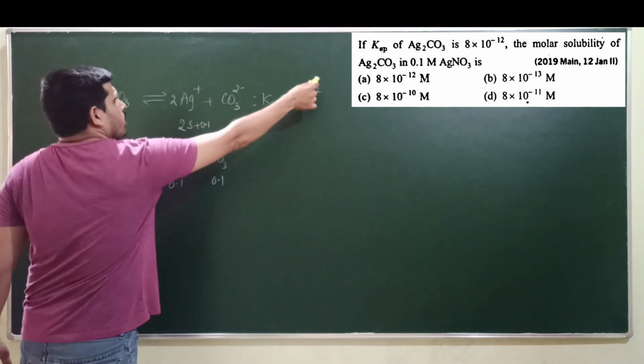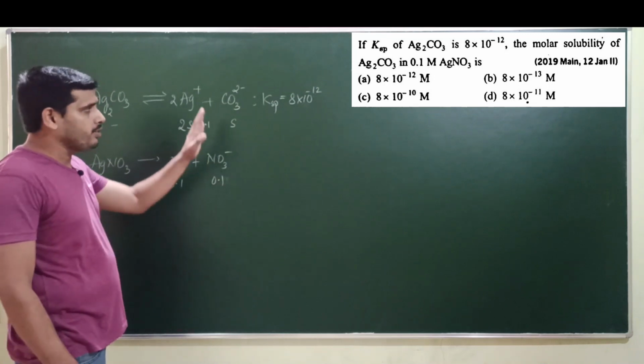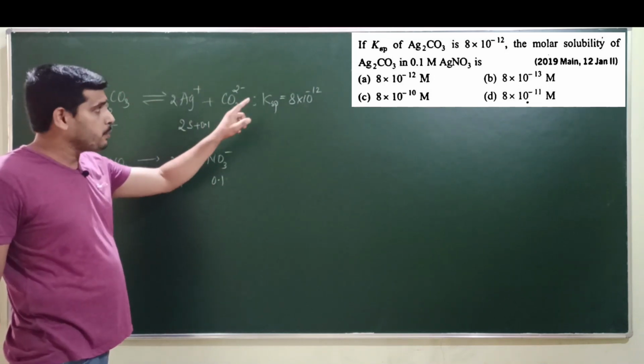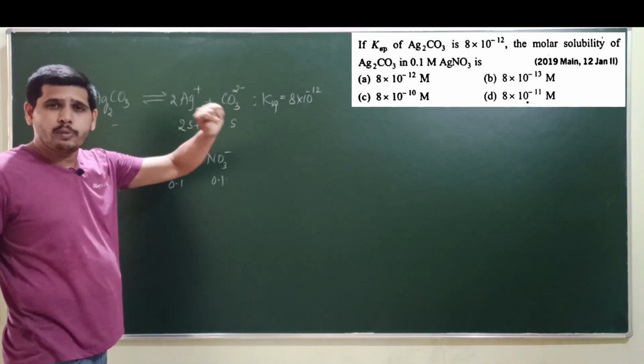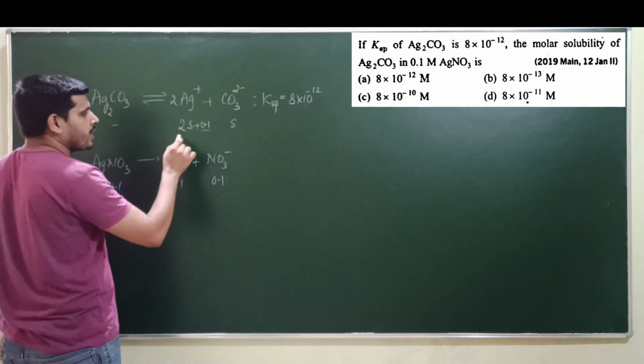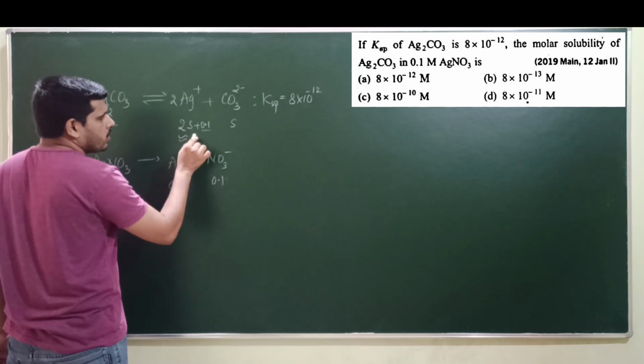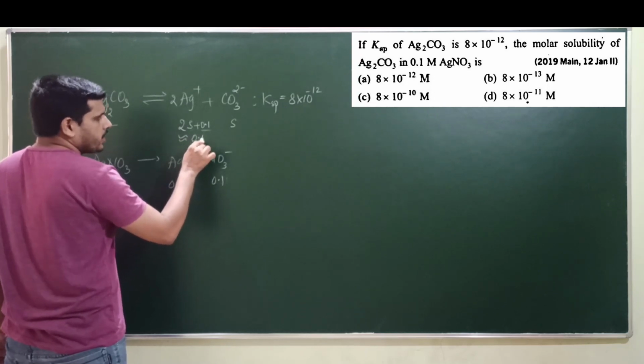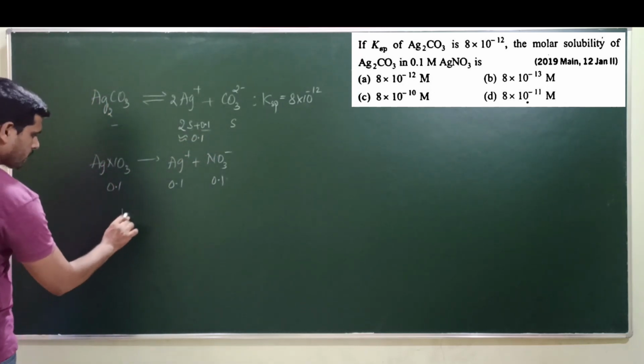Since solubility is of the order of 10 to the power minus 12, which clearly says that the solubility product is 10 to the power minus 12, so solubility will be very less. So in comparison with 0.1, 2s can be neglected. So this is almost equal to 0.1 itself. Now we apply the formula of solubility product.